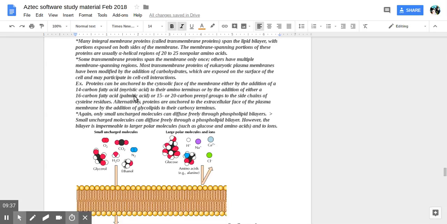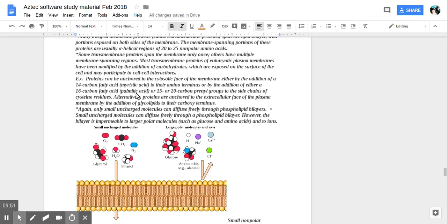Most transmembrane proteins of eukaryotic plasma membranes have been modified by addition of carbohydrates exposed on the surface of the cell and participating in cell-cell interactions. Those are called glycolipids if they're binding to lipids, or glycoproteins if they're binding to proteins.